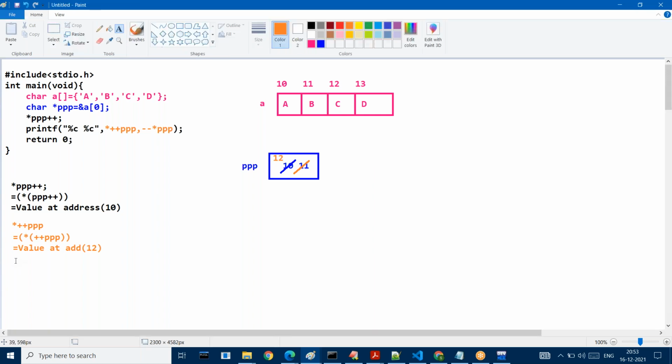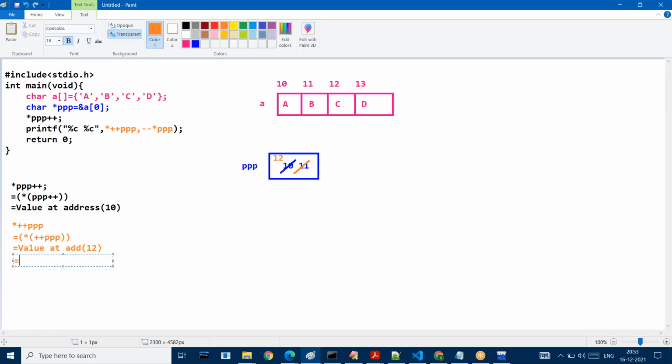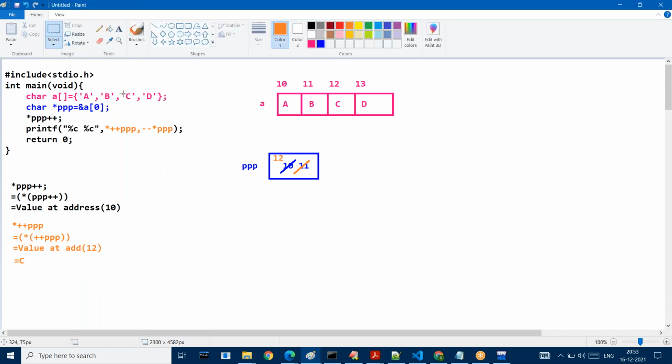Now you see, value at address 12 we are printing with %c. %c is for printing a character. So automatically, value at address 12 is what? C. So what is going to be printed? C.